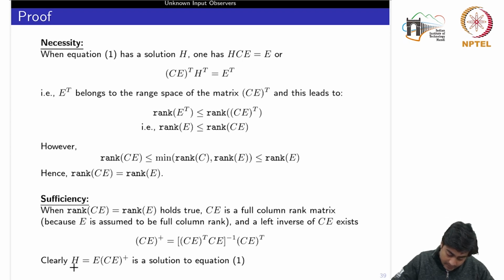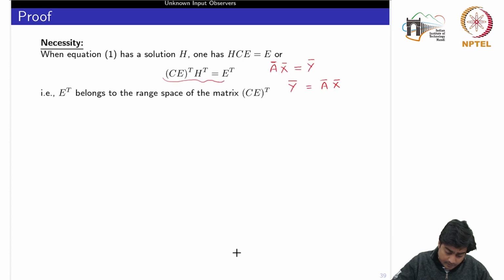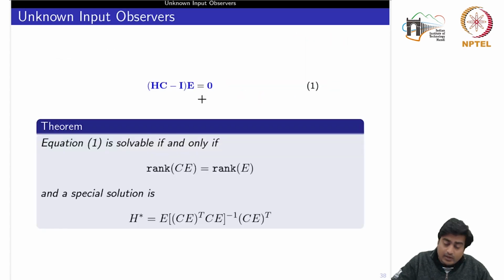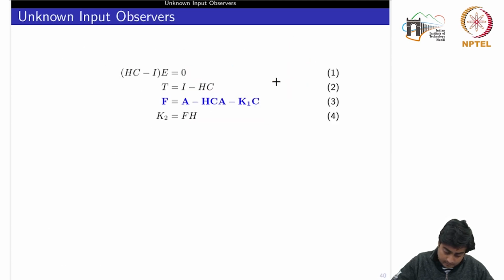So finally I would have H is equal to E times the pseudo inverse of CE as a solution to equation 1. Okay. So this finishes the complete proof of theorem 1. So now we have the solution and we have the conditions under which this equation 1 can be solved. Now once you have computed this H, you can directly compute this matrix T, because C is already known to us and I minus HC would give us the T matrix.